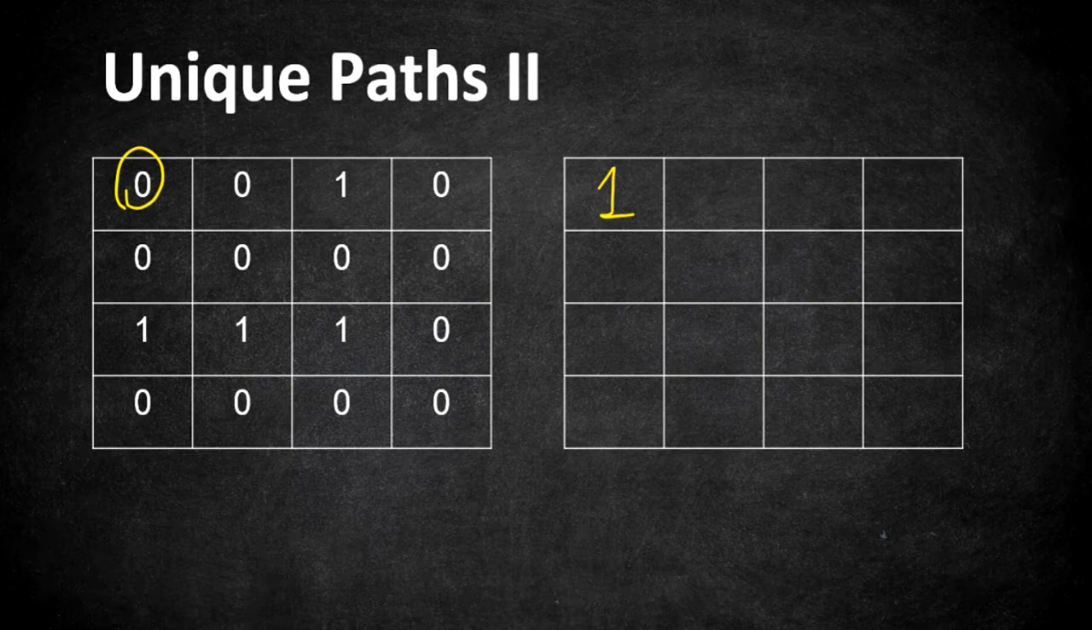The next case is what are the possible ways to reach the cells in the first row and first column? It is going to be all ones if there is no block. Why all ones?